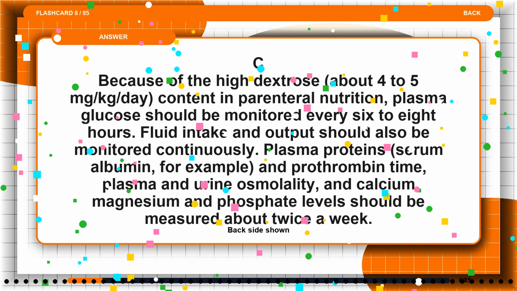The answer is C, because of the high dextrose content in parenteral nutrition, about 4 to 5 mg/kg/day. Plasma glucose should be monitored every 6 to 8 hours. Fluid intake and output should also be monitored continuously. Plasma protein, serum albumin for example, and prothrombin time, plasma and urine osmolality, and calcium, magnesium, and phosphate levels should be measured about twice a week.